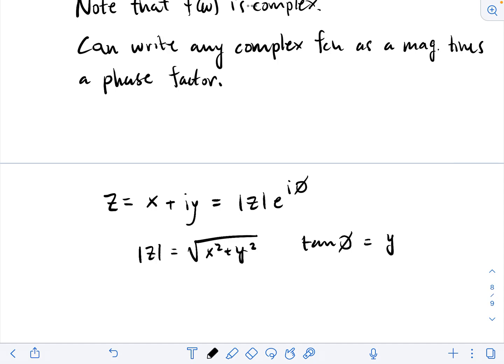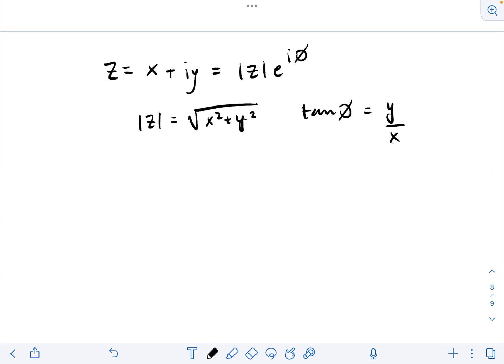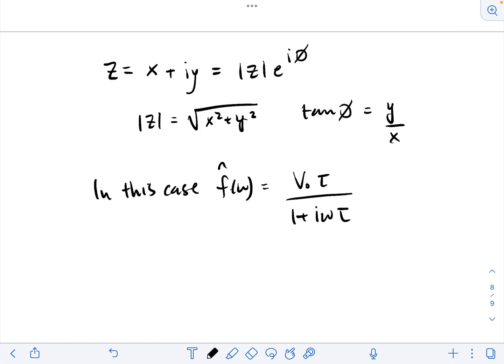So that's fine. So let's see what happens in the case that we're working on. Our f hat of omega was equal to v naught times tau over 1 plus I omega times tau. What I'd like to do first is move the imaginary part of this expression, the I omega tau, from the denominator to the numerator. And we can do that by multiplying the top and bottom by the complex conjugate of the denominator. We're effectively just multiplying by 1, but it allows us to re-express our function in a way that might be convenient for us.